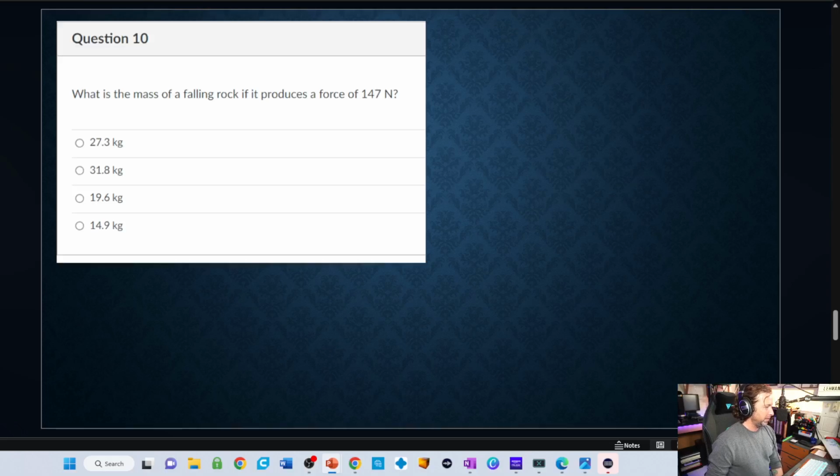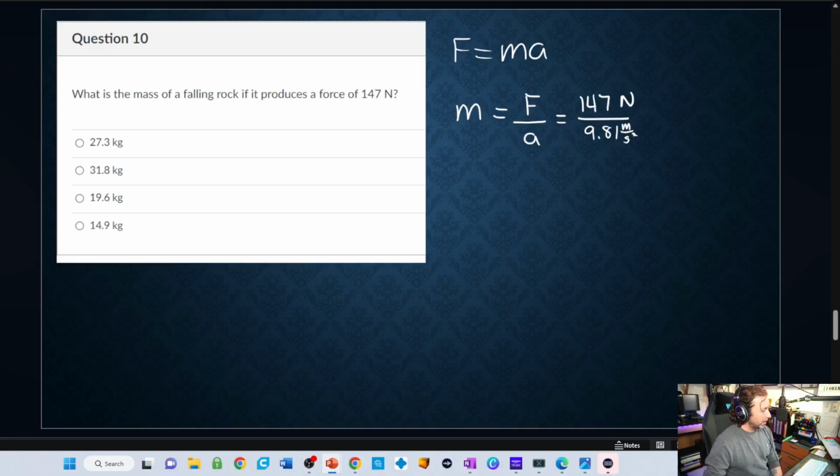What is the mass of a falling rock if it produces a force of 147 newtons? All right, well, this is just another simple F equals ma thing. So let's see, F equals ma. What is the mass? So we want to solve for mass. So m is equal to force over acceleration. Force of 147 newtons divided by the acceleration. Well, if it's falling, it's here on Earth. The acceleration is 9.81 meters per second squared for an object that is in free fall.